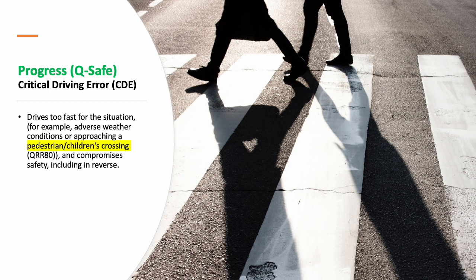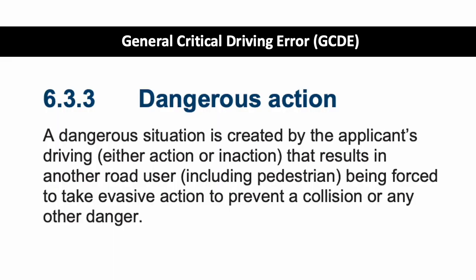So there's a critical driving error, which is that the driver drives too fast for the situation. For example, adverse weather conditions or approaching a pedestrian/children's crossing and compromises safety, including in reverse. So I've just highlighted that key point there relevant to this tutorial.